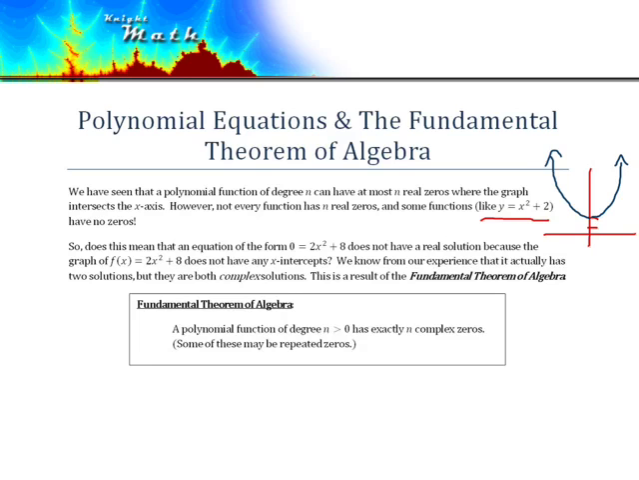Okay, the fundamental theorem of algebra states this: a polynomial function with degree n greater than 0 has exactly n complex zeros. So it's exactly n complex zeros. Now remember that a complex number is in the form a plus bi, where this i is our imaginary unit, which is the square root of negative 1. Okay, so these are complex numbers. All right, so let's see how this works out.